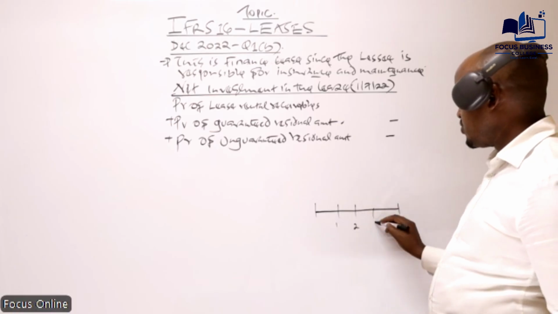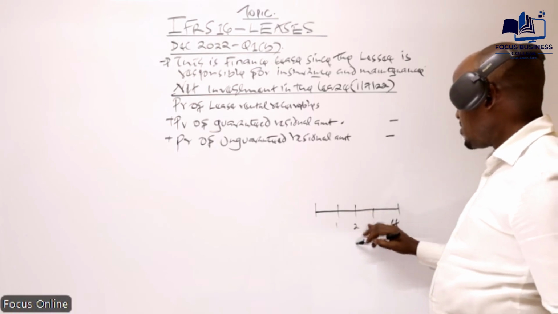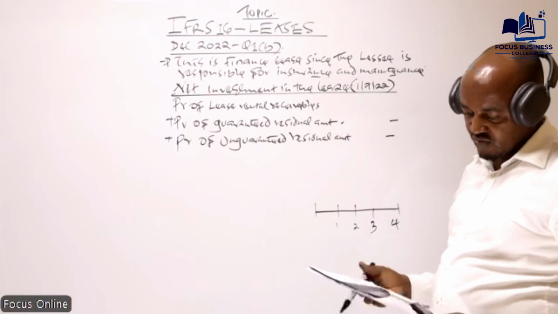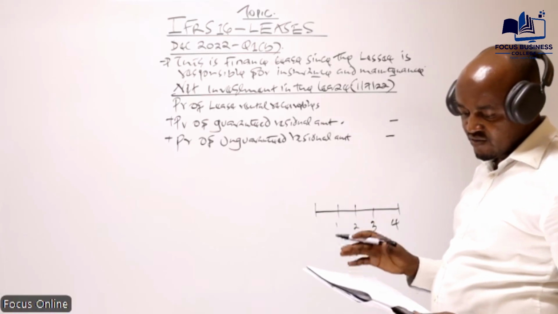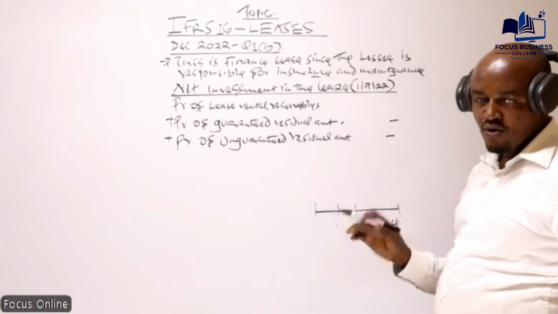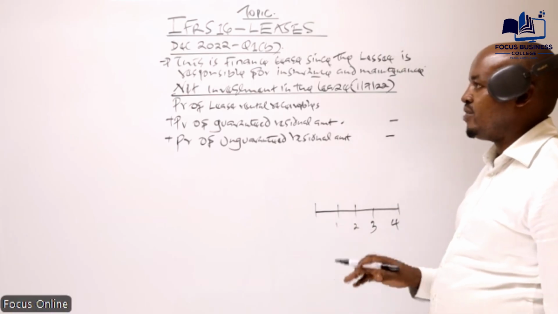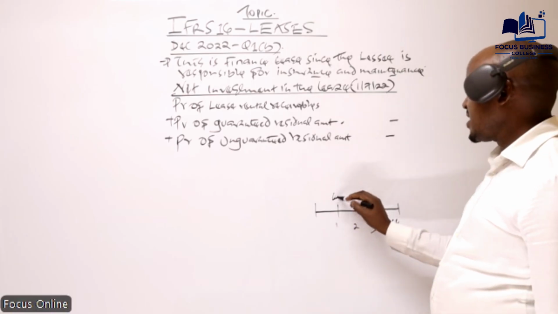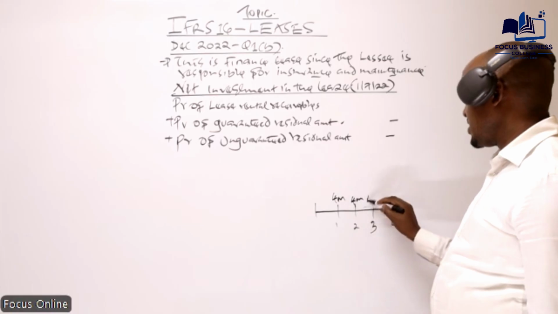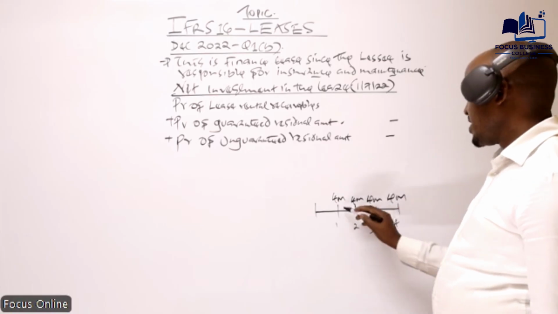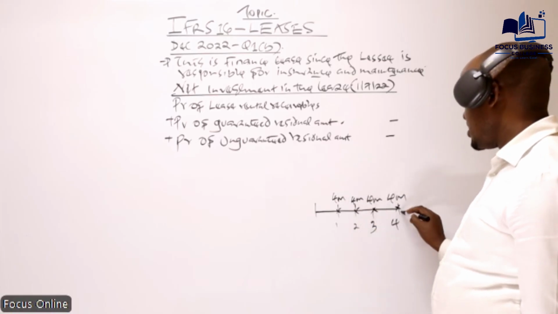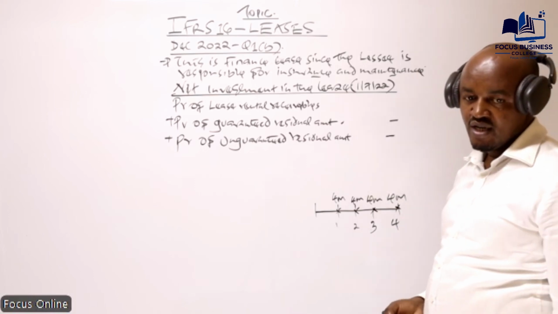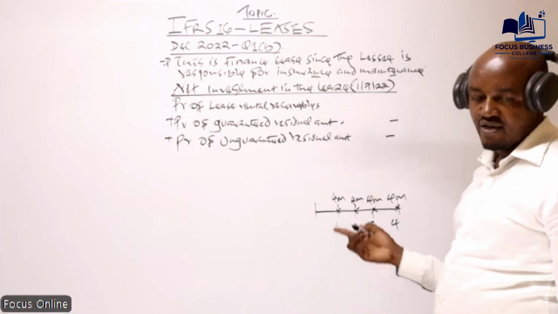Year 1, year 2, year 3. So how much will the owner of the asset be receiving? We are told it is a lease for 4 years at annual lease rentals of 4 million payable in arrears. In arrears means that the amount will be received by the owner of the asset at the end of each year. So basically what we need to do here is to discount this.